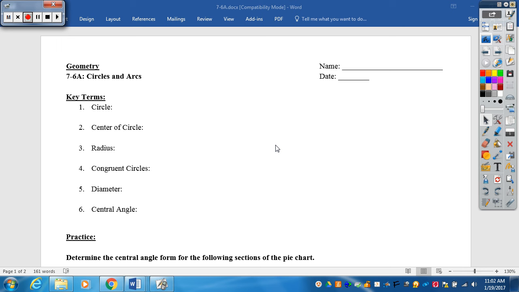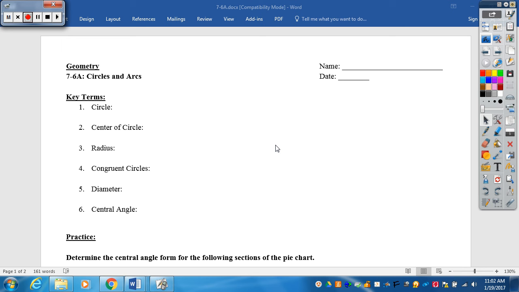Number 5, the diameter. The diameter is the distance from one point on a circle to another passing through the center. Okay, so that's the key there. The distance has to pass, this diameter length has to pass through the center. If it doesn't, we have another name for that in geometry. It's called a chord. Okay.